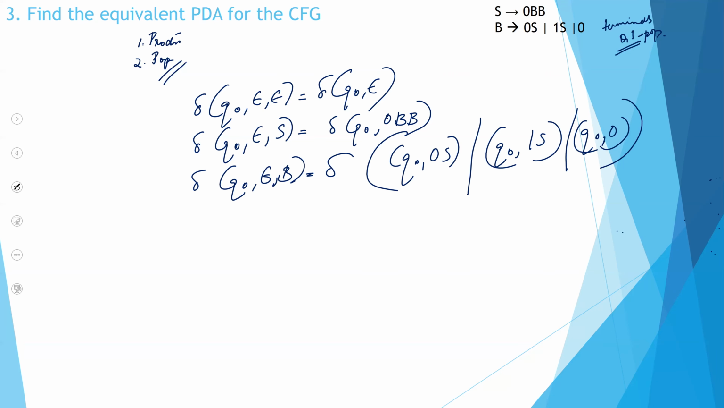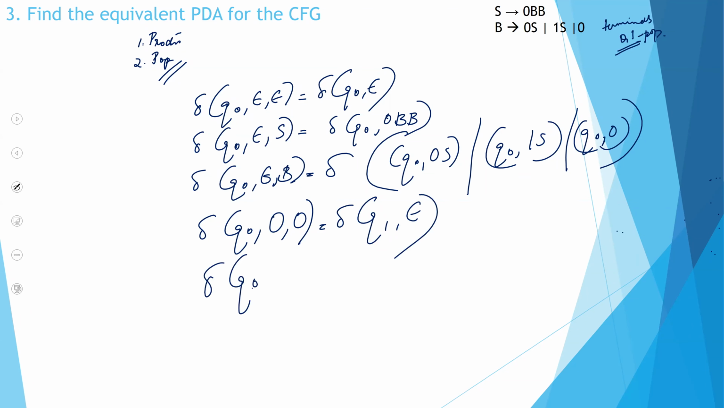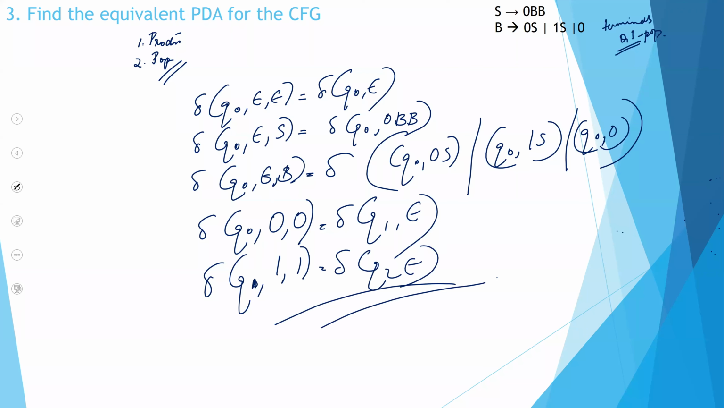Now I need to write for my poppings. Okay, as you all know, poppings are your terminals. It can either be 0 or 1. So when the top of the stack is 0 and you encounter 0, you will pop. Okay, top of the stack is 1, and then you encounter 1, then also you will pop. That's it. You have made an equivalent PDA. You can check for the validity of a string. You can do it yourself. Check for validity of 000. Check whether it is valid or not.